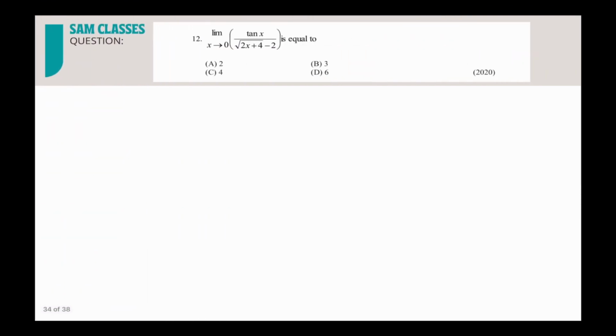Now let's see the 2020 question. Limit x tends to 0. Put tan 0, 0. Here, square root of 4 minus 2 means 2 minus 2. So 0 by 0. The moment you get 0 by 0, we can use what? L'Hopital. Differentiate it. Everybody knows the differentiation of tan x: secant square x. Correct.